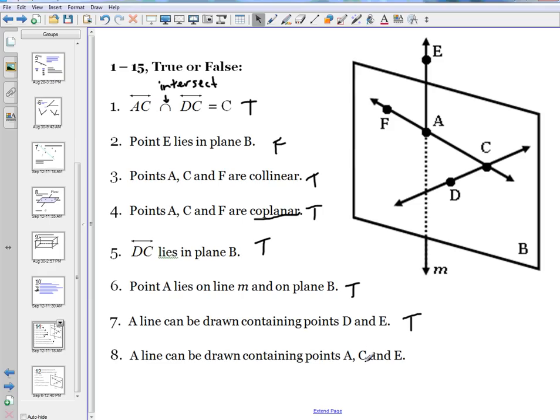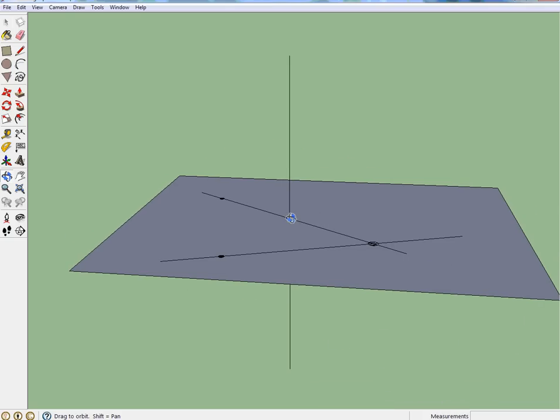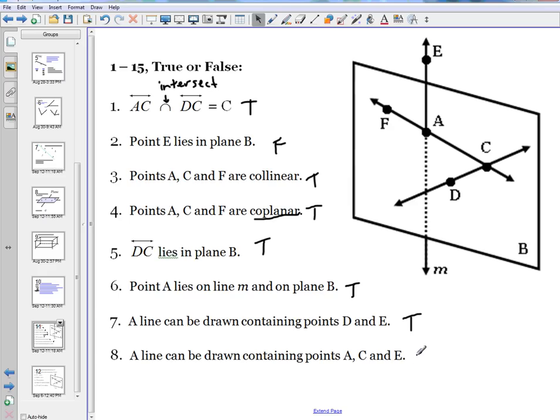A line can be drawn containing points A, C, and E. This one's a little trickier. So A, C, and E, this is A, this is C, and then E is up here. You can't do that. You could draw an angle and have A, C, and E be part of that angle, but no, the line has to be perfectly straight, and once you connect A and C, E is up here, so it's not going to be part of that line. So, false.